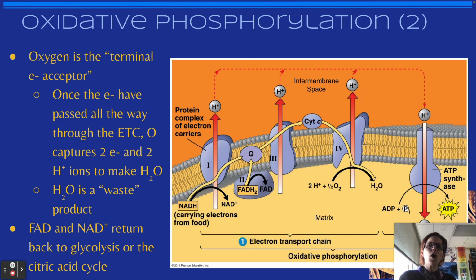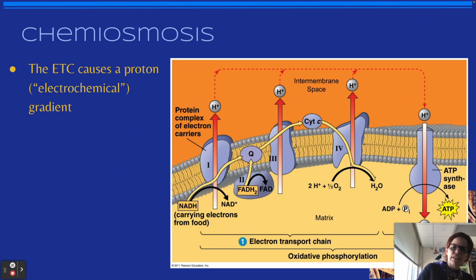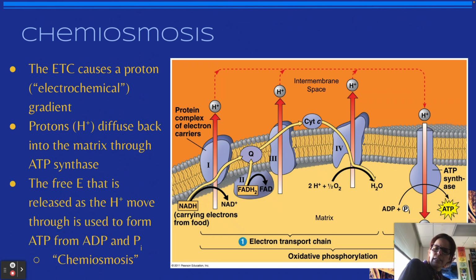That's what we're talking about. Water is a waste product, which is kind of a funny thing to say. It's the best waste product ever. So at the end, where the oxygen has caught the hydrogens and the electrons, we've formed water, which is awesome. And then it's all recyclable. So the FADH2 that dropped off its stuff and the NADH that dropped off its stuff, now they just go back to the beginning of the cycle and start all over again. So it's awesome. And I mentioned chemiosmosis already. That's passing through the ATP synthase.